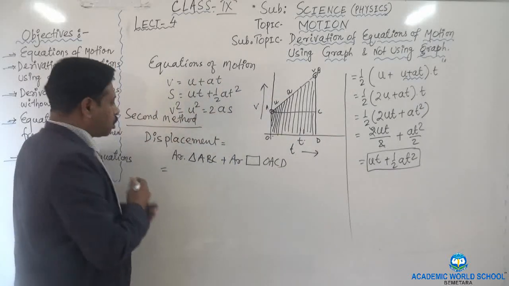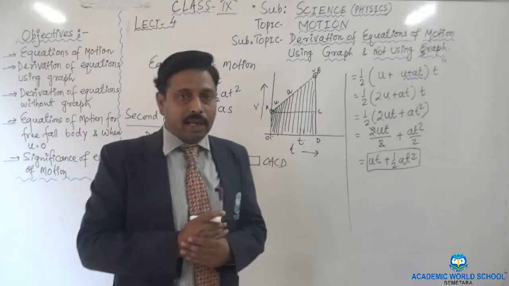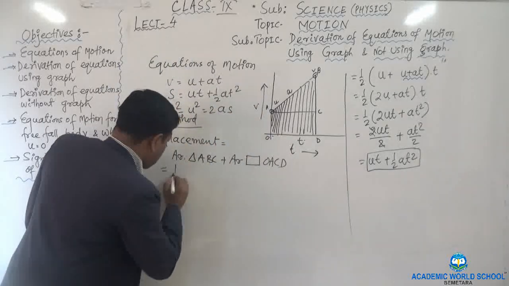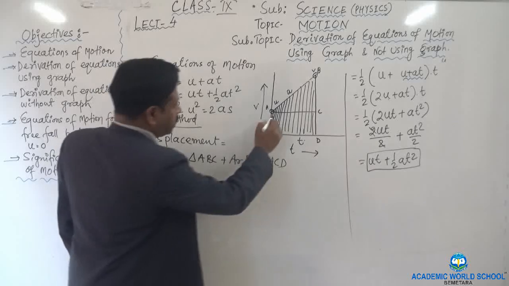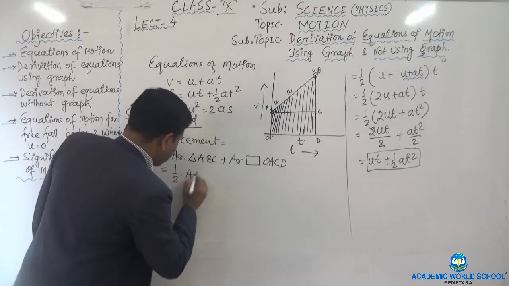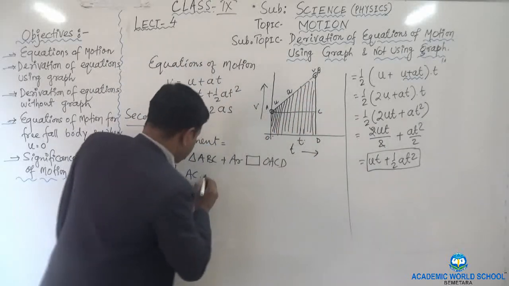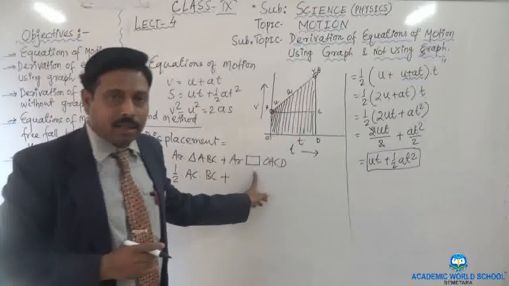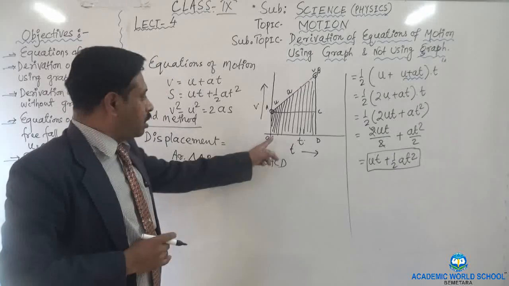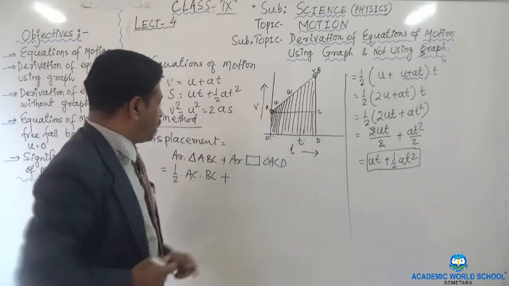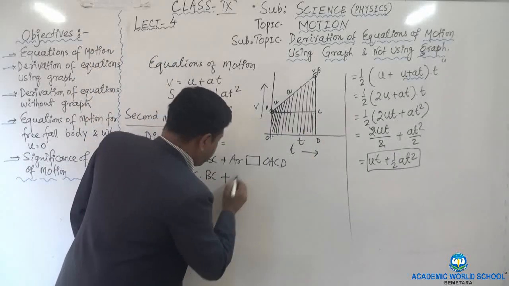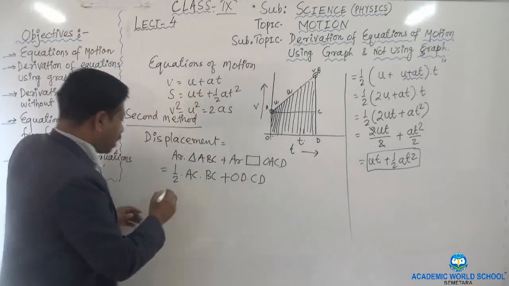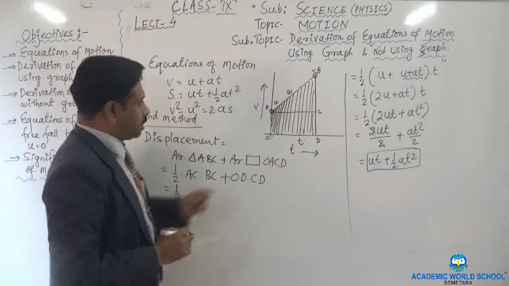Right? So what is the formula to find out the area of the triangle? Half into base into height. Let me write down half into base. Base is here AC. And what is the height? BC. Let me write. Then what is the area of the rectangle? Length into breadth. So what is the length? OD, and the breadth is CD. So I can write it OD into CD.